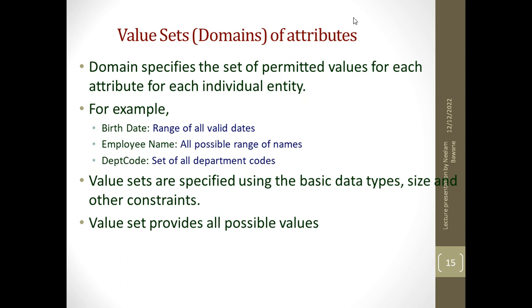An employee name will not have any numbers in it. If I take age, I cannot have a possible value as 500. If I take a birth date, I cannot have 1st January 1600. Those things are not possible. So there is a set of permitted values for any attribute, and that is called the domain of the attribute.